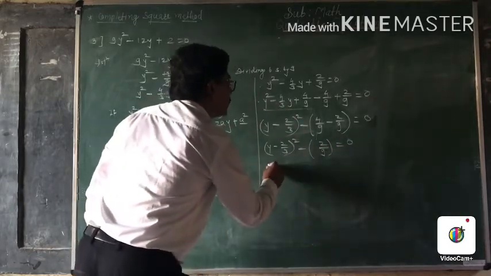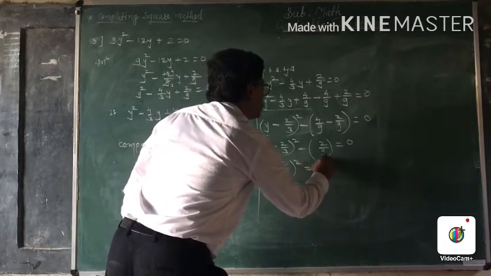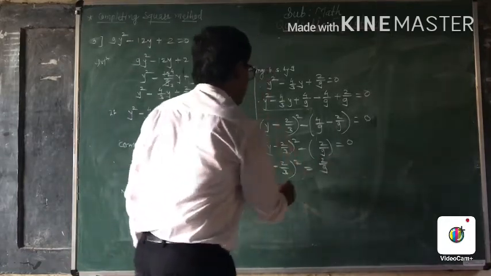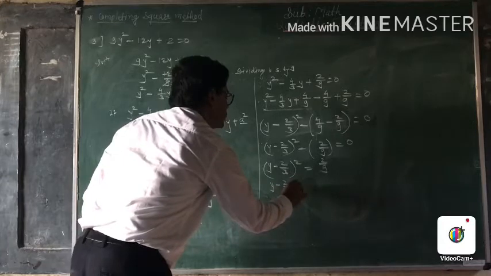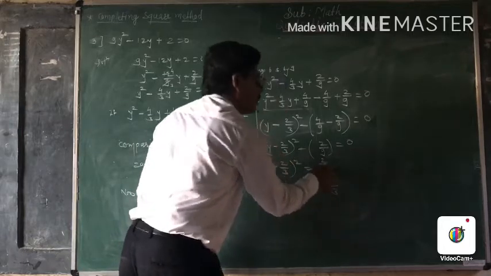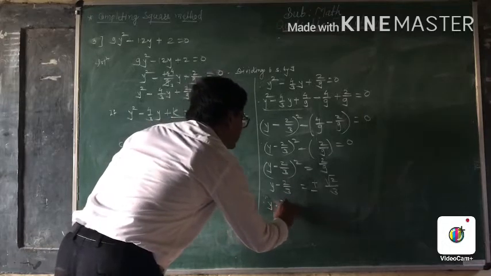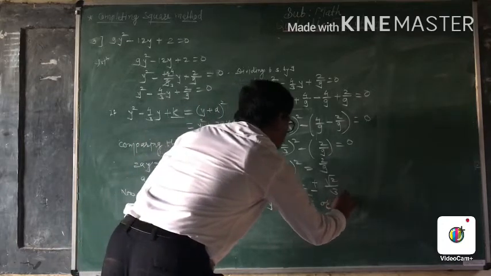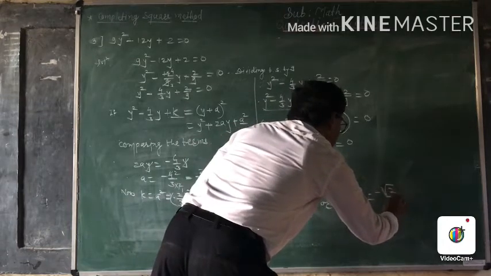Now transferring to the right hand side, (y minus 2 by 3) whole square is equal to 2 by 9. Taking square root on both sides, y minus 2 by 3 is equal to plus minus root 2 by the square root of 9, which is 3. Therefore, y minus 2 by 3 is equal to plus root 2 upon 3, or y minus 2 by 3 is equal to minus root 2 by 3.